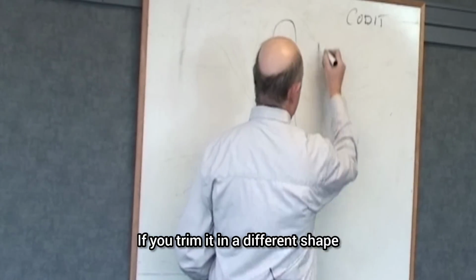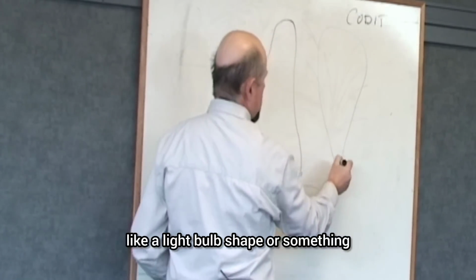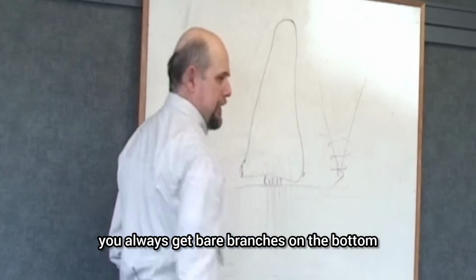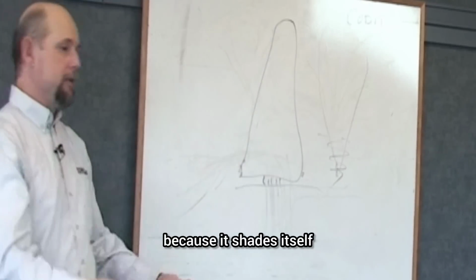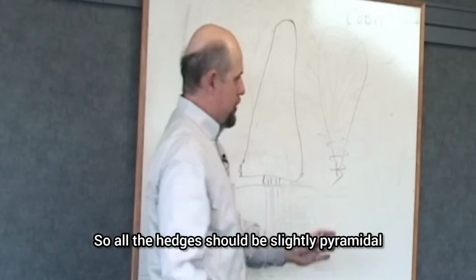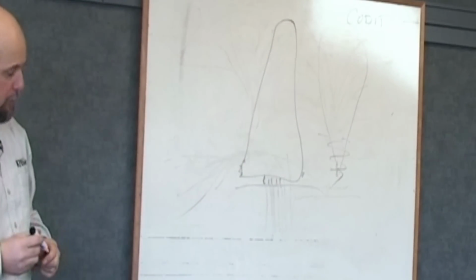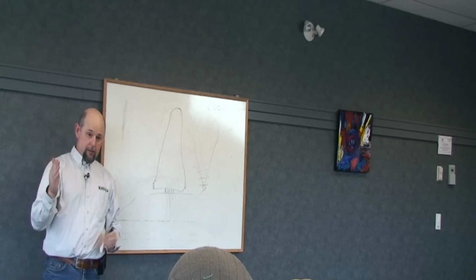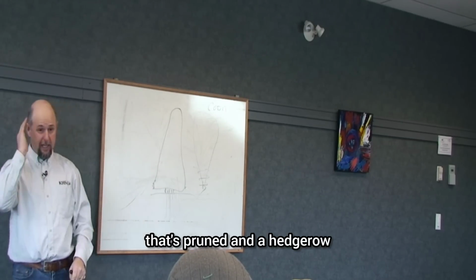If you trim in a different shape, like a light bulb shape or something, you always get bare branches on the bottom. You don't get growth because it shades itself. So all the hedges should be slightly pyramidal. But if you take a hedge row, that's the difference between a hedge that's pruned and a hedge row.